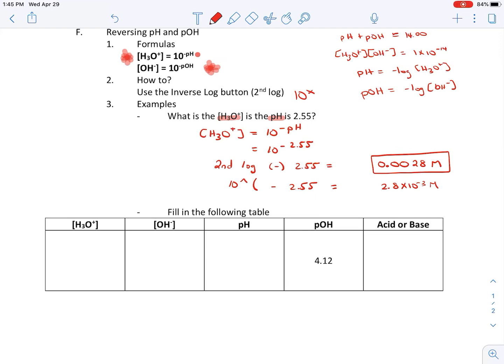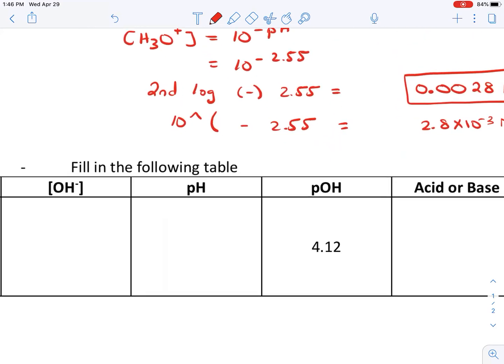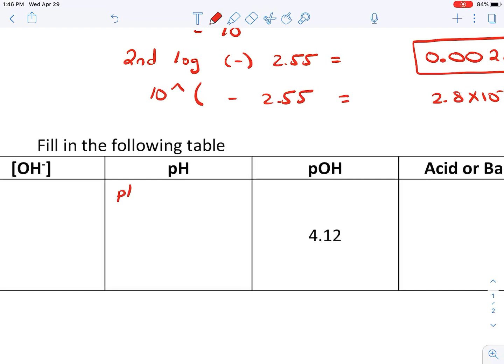Now, this table looks probably a lot like the table you had in your homework from yesterday. Yesterday you had all hydroxide and hydronium ion concentrations. So now we're going to work backwards. We're going to have pHs, pOHs, and go from there. We have pOH, and our first step, probably the easy one, is to find pH. Remember, the formula to find pH from pOH is pH plus pOH equals 14.00.